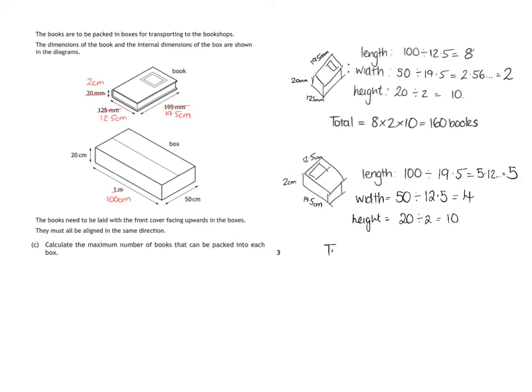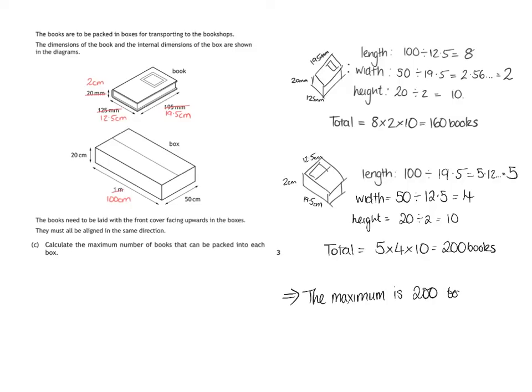So total, which is 5 times 4 times 10, which is 200 books. So therefore, the maximum is 200 books.